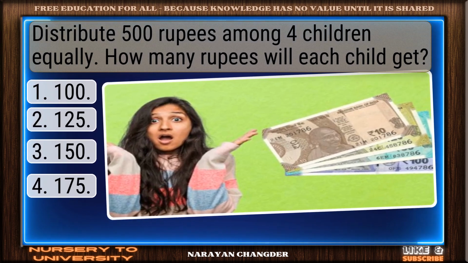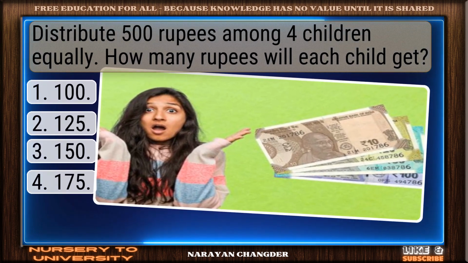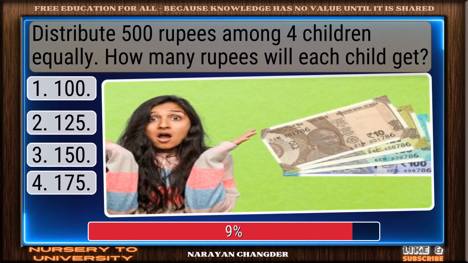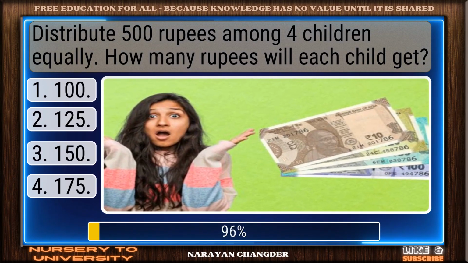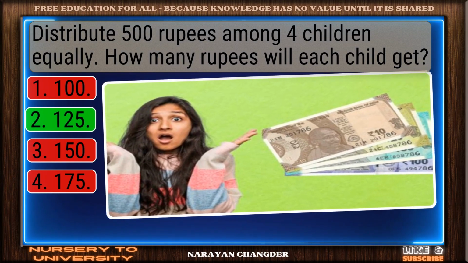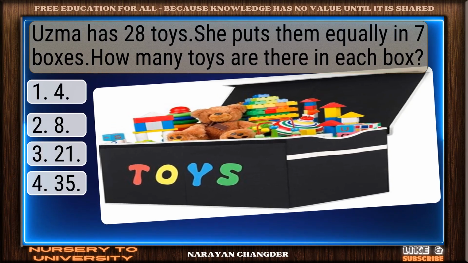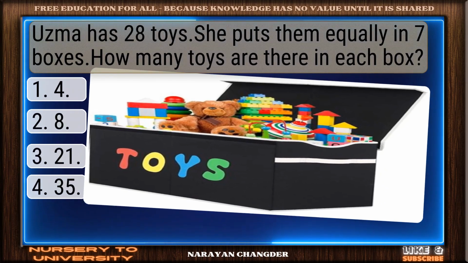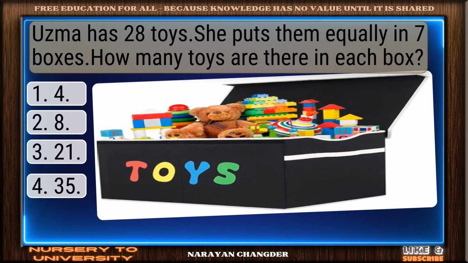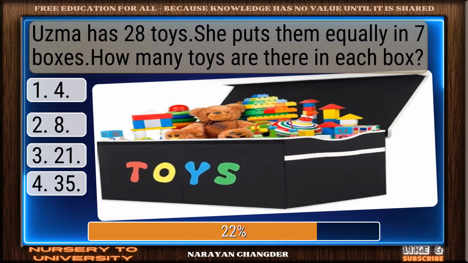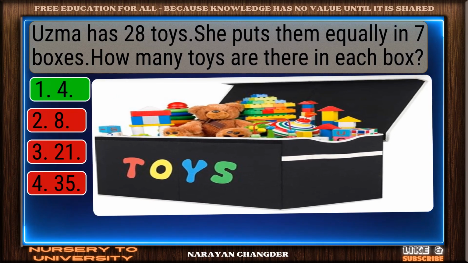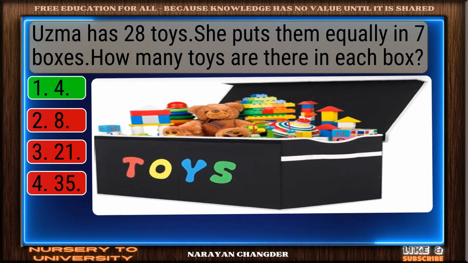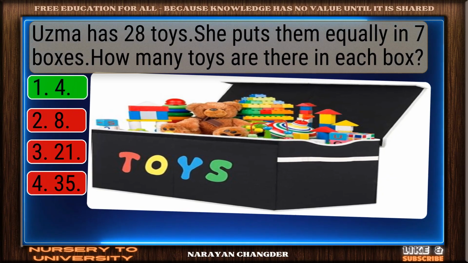Distribute 500 rupees among 4 children equally. How many rupees will each child get? Good job. Your answer 125 works well here. Asma has 28 toys. She puts them equally in 7 boxes. How many toys are there in each box? Exactly. 4 makes sense, and it is right choice.